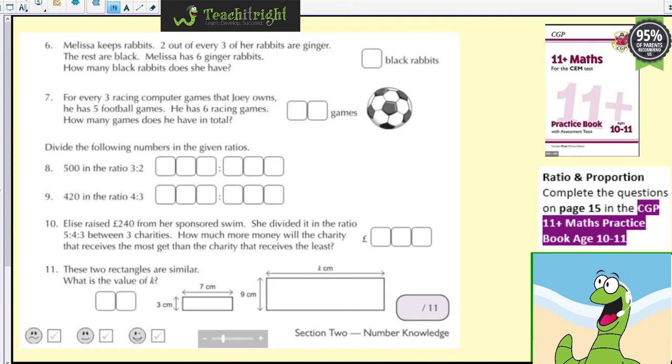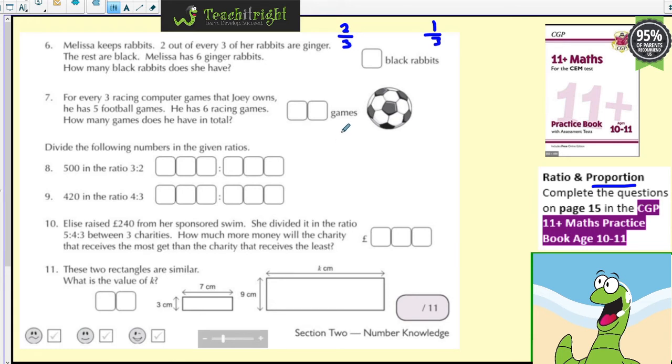So again, this is more proportion than anything else. We shouldn't miss the proportion part of the question. So if 2 out of 3 are ginger, 1 out of 3 are black. And hopefully you can see, just using our fraction rules, that 2 out of 3 plus 1 out of 3 have to total 3 out of 3. That's how I was able to work out the 1 out of 3.